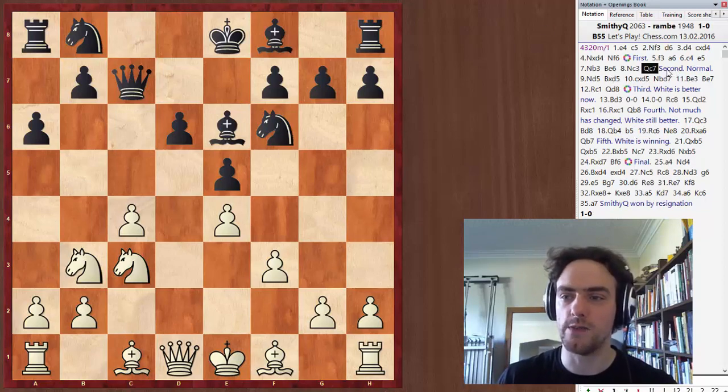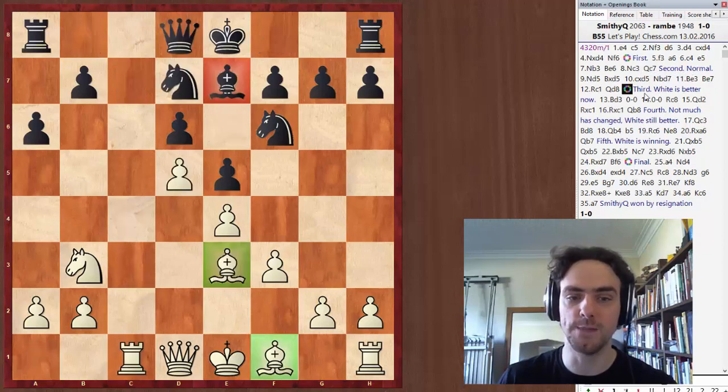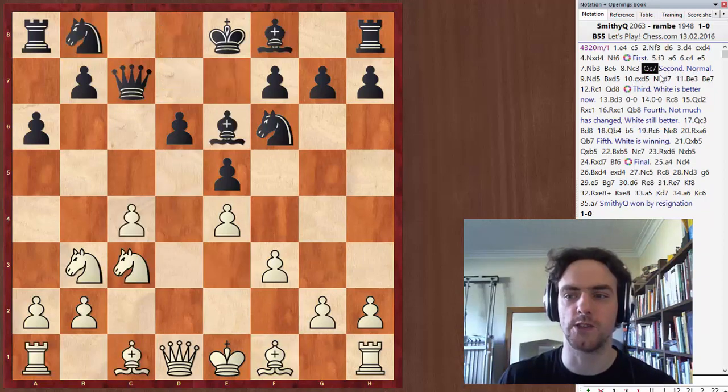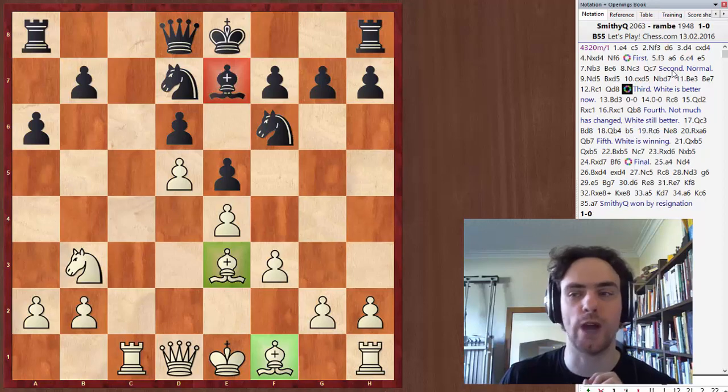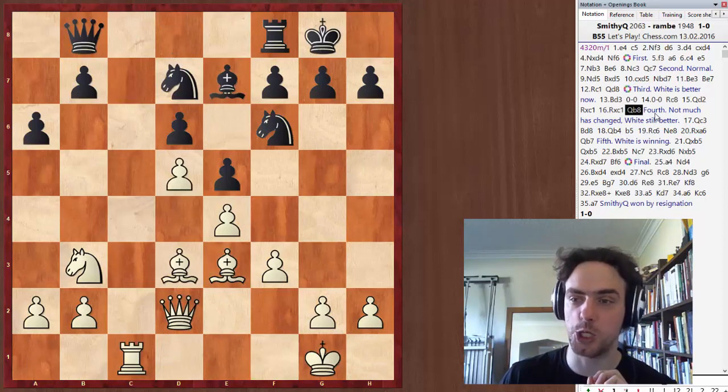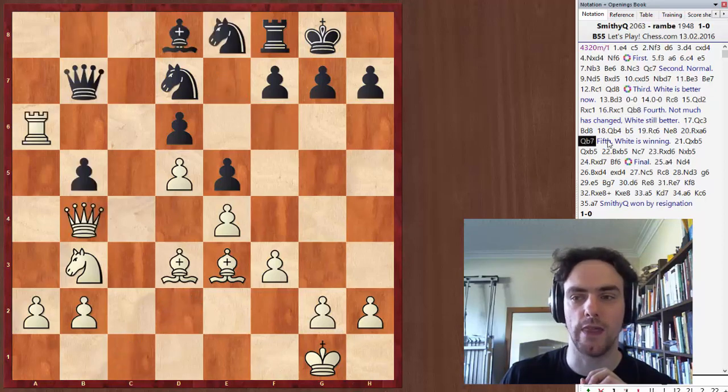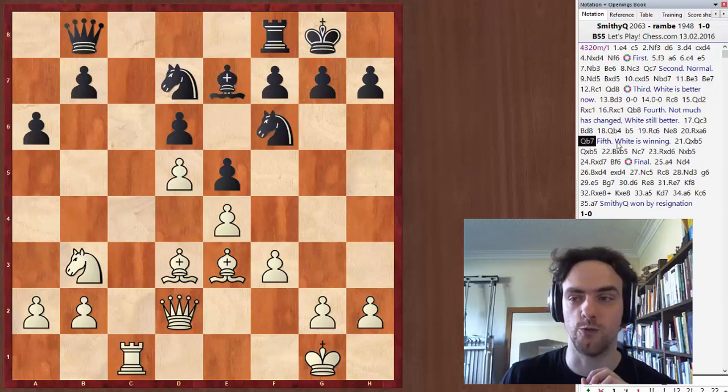Now from here, we notice that we said this position was normal, and in this position, white was better. And so this gives us our first clue, that somewhere in these 4 moves, we're going to want to find black's mistake. How did white take advantage? And in this position, not much had changed. White was still better. But then from here, we found out that all of a sudden white was winning. So white went from better to winning.